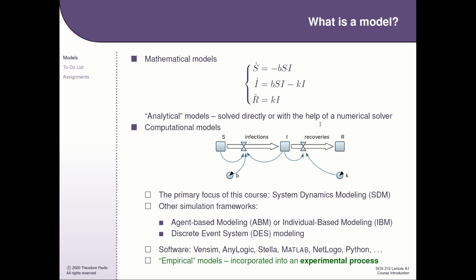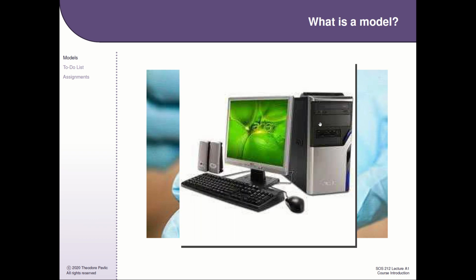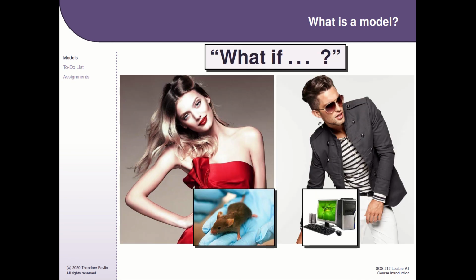So when you see this, you should think this, because this is an experimental model, just like this is an experimental model. So they're all the same, they're all models, and they're all trying to answer these what-if questions. So that could be a midterm question, because the most general definition of a model is that it answers a what-if question. It doesn't have to be mathematical. It doesn't have to involve a computer. It doesn't have to involve a mouse.